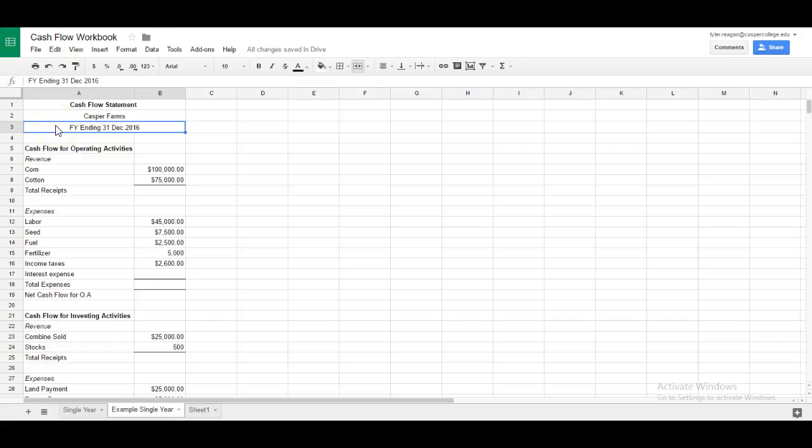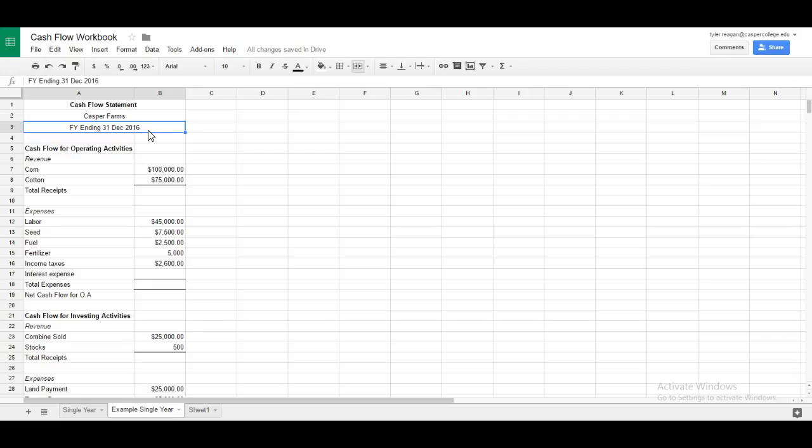And they generally have something that looks like this, or it might just say year ending and then a date. What this means is, FY means fiscal year ending 31 December 2016, meaning that this cash flow statement is for the fiscal year that ends on December 31st, 2016. Basically, what this last little line is saying is, when is this cash flow statement for? Well, this one is for the year 2016 ending on December 31st.